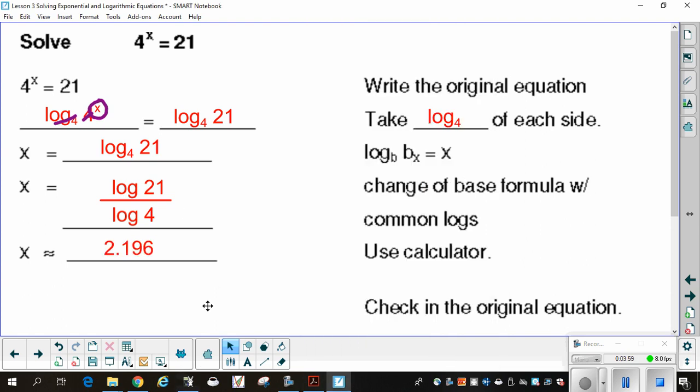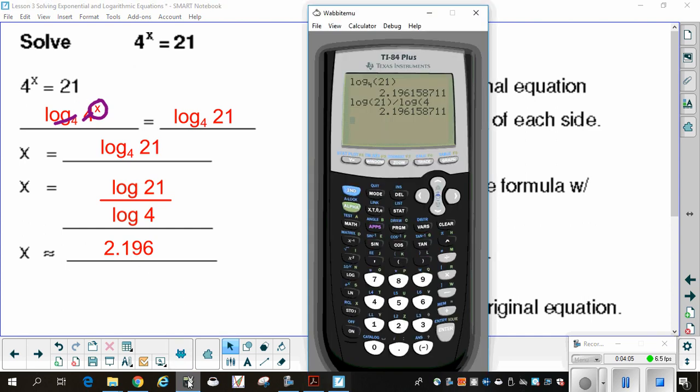So either way, 2.196. Now, you can always plug it in here. And the thing that you got to be careful of is if I do 4 raised, and then I put 2.196, and I hit enter, I'm going to get 20.9953. Is that 21? No. Did I make a mistake? No. I rounded. When you rounded the 2.196158711, on and on and on, you wound up with a rounding error. That rounding error shows up when you go to check. So you do have to be a little careful when you go to check.